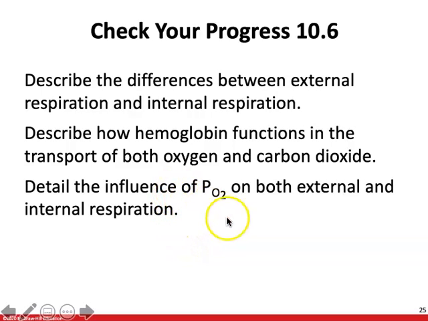This one is about the pressures of both external and internal respiration. Really what you need to know is that oxygen and carbon dioxide are both going to be moving down their concentration gradient. They're going to be moving from areas of high concentration to areas of low concentration. Whether we are in the lungs or in the body cells, we are always going to be following our concentration gradient.